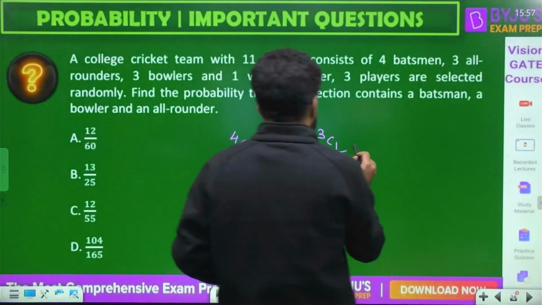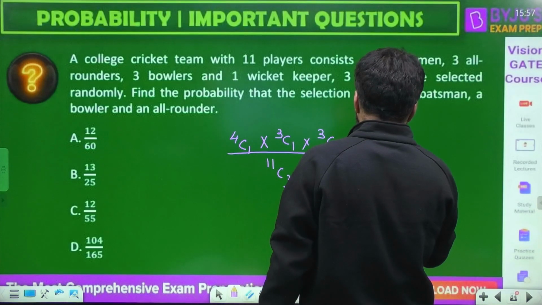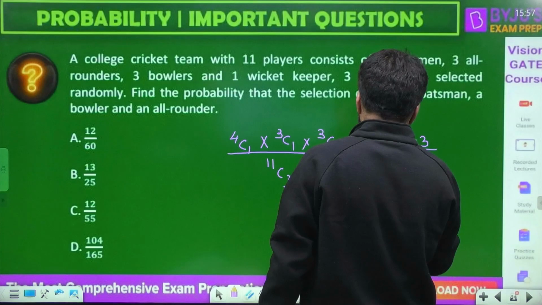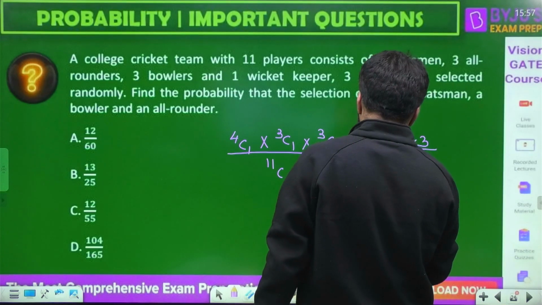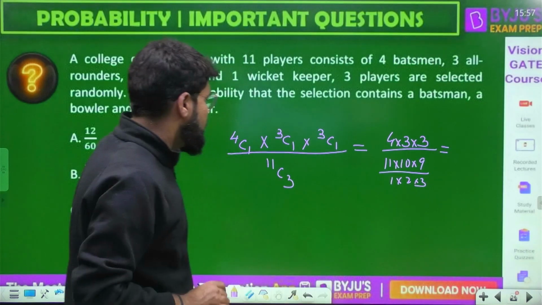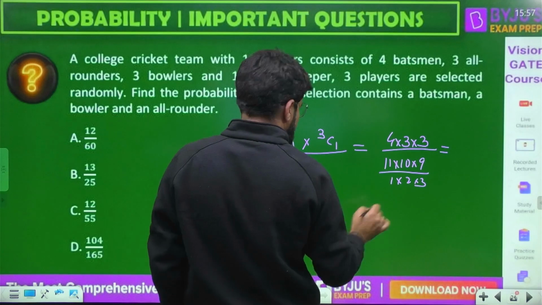So NC1 is basically N. So 4 multiplied by 3 multiplied by 3, divided by 11 into 10 into 9, further divided by 1 into 2 into 3. So just solve this up. And how much will be the answer that is going to turn up?